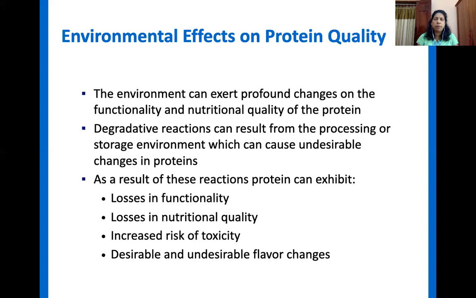The other one is desirable and undesirable flavors. Some sulfur flavors come because of the environmental effect. Because of enzyme activity, sulfur-related compounds can be released. That is why, during spoilage or deterioration of meat, fish and milk, you can see unpleasant, smelly, amine flavors coming because of this situation, right?